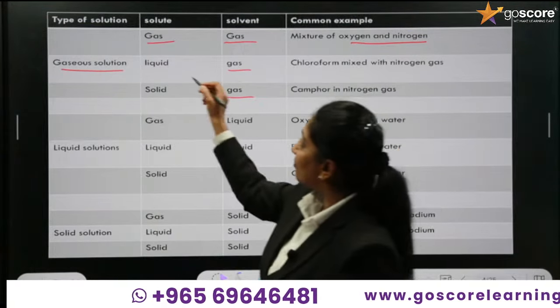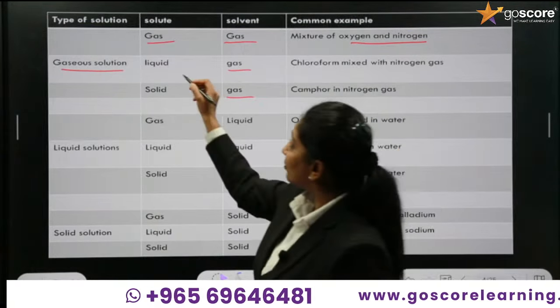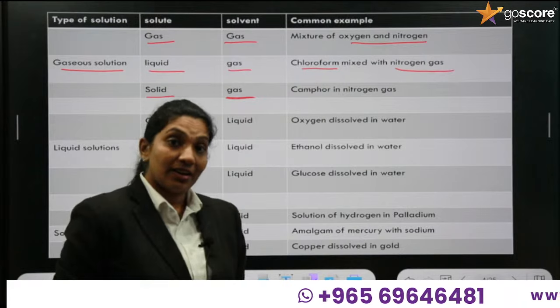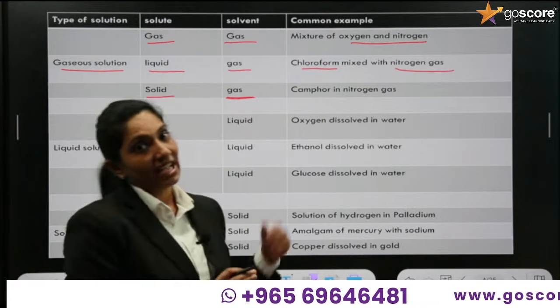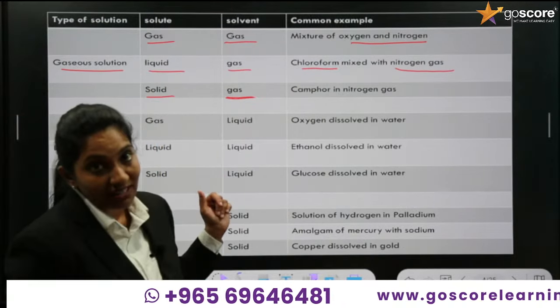Now let's see the example for gaseous solution in which the solute is a liquid one. See the example here. Here the chloroform is liquid that is mixed with the nitrogen gas, where the nitrogen gas is the solvent. So the resultant solution is a gaseous solution. And the example for solid solute and gas solvent is camphor in nitrogen gas, where nitrogen gas is the solvent and camphor, which is in the solid state, is the solute.